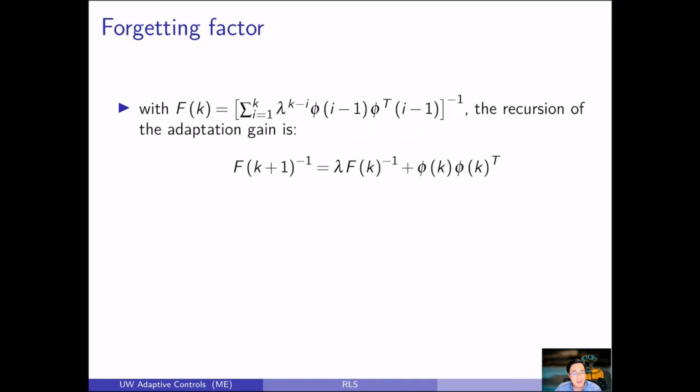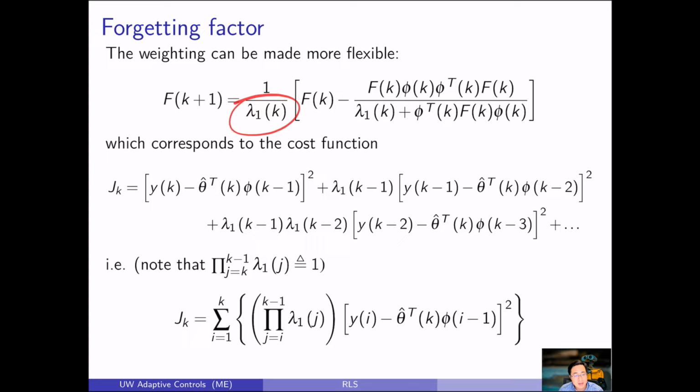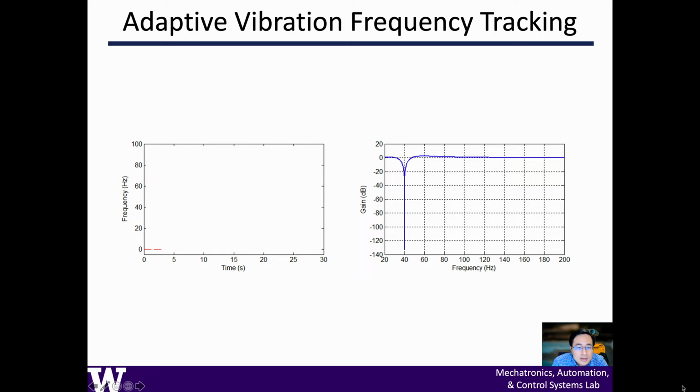Regarding the adaptation gain, the recursion can be expressed either directly as the inverse of the F matrix or by using the matrix inversion lemma, with F k plus 1 updated as a function of F k. Here, the forgetting factor is a constant. In fact, the weighting can be made even more flexible by introducing a time-varying forgetting factor lambda 1 k, which corresponds to a cost function where the past adaptation errors are weighted by the multiplication of lambda 1 at different time instances. Combining the different settings of adaptation gain and forgetting factors, we can finally achieve the results of time-varying disturbance rejection that look like this.